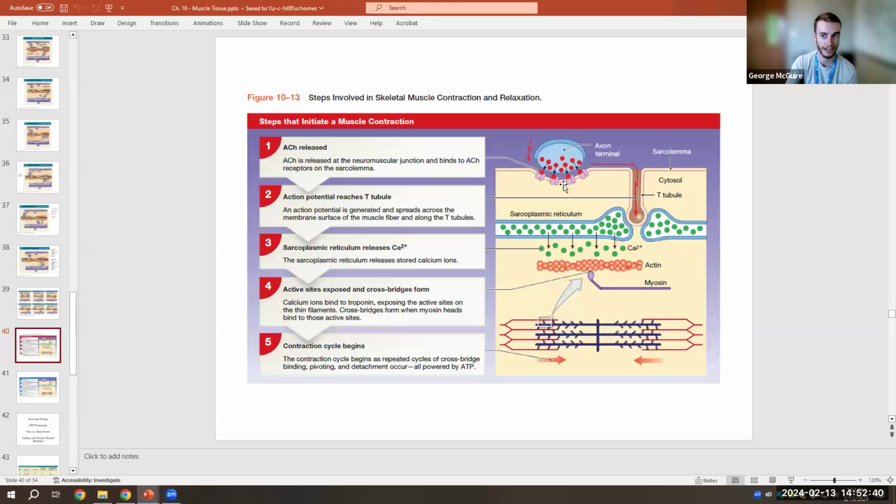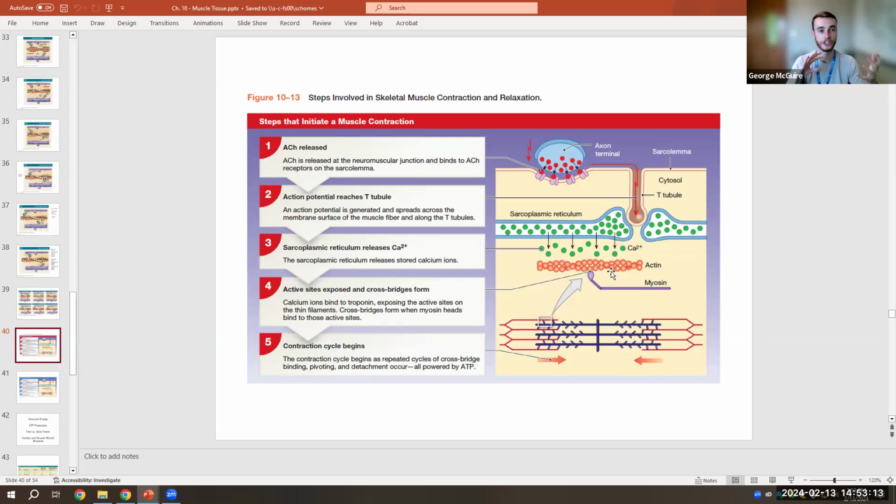That causes a chain reaction of this membrane potential traveling down the sarcolemma into the T tubules, where it will then stimulate those calcium channels to open. So calcium will leave the sarcoplasmic reticulum. It's going to move the tropomyosin out of the way, allowing myosin to bond with the actin. And then myosin is going to perform that power stroke, pulling those thin filaments towards the center. And thus we get muscle contraction.